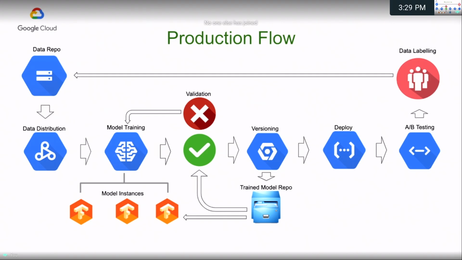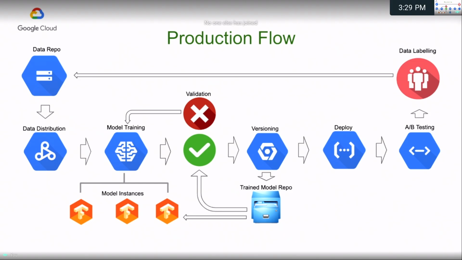This depicts what a modern production flow looks like today. At your company you have some kind of data repository, where all your data is. You have data engineers who come up with methods, identify what data is relevant and what data you're going to use, and come up with data distribution strategies.